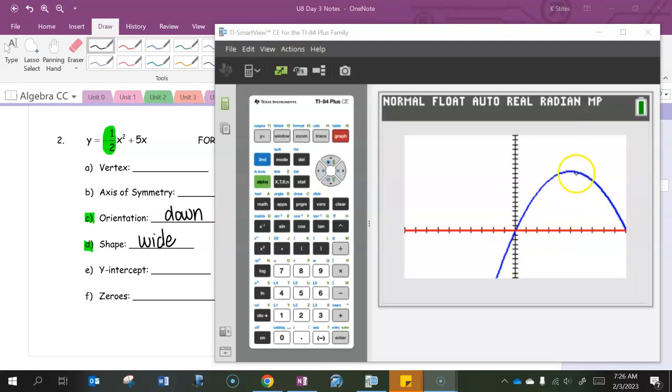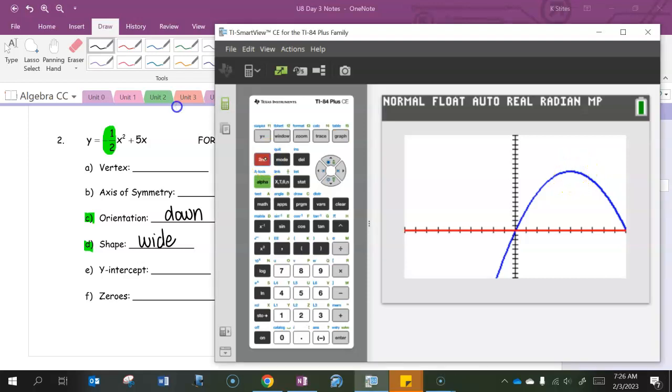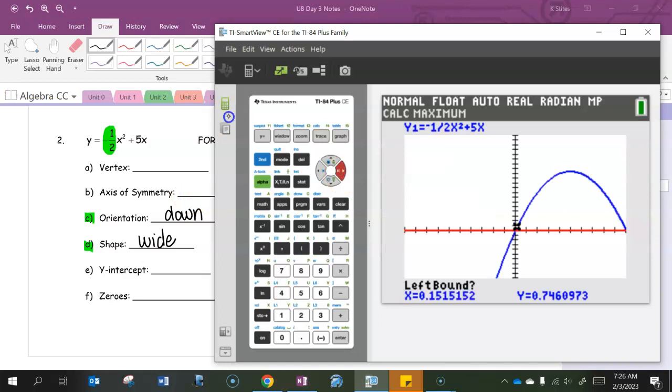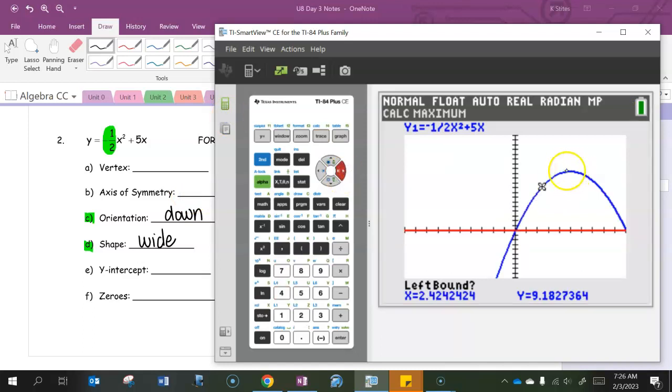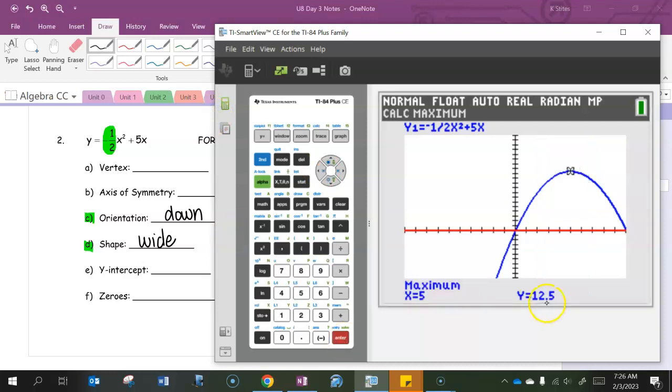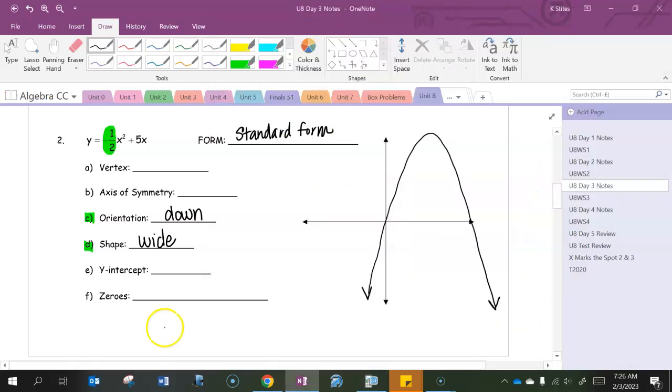So now let's find our vertex, which is a maximum. Second trace, and again, we'll choose max. Left bound. I'm already on the left, but I'm just going to come a little closer. To the left of this point right here, press enter once. Right bound, and press enter, and guess, go to the middle, and press enter, and our maximum is at 5, 12.5. All right, go ahead and label.